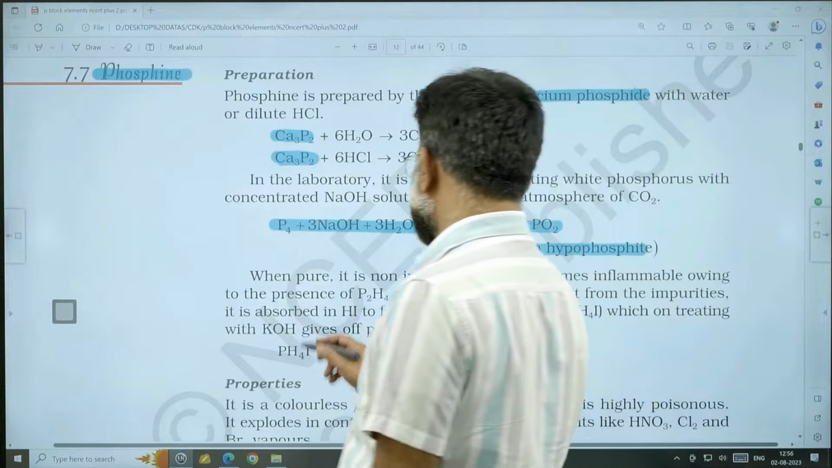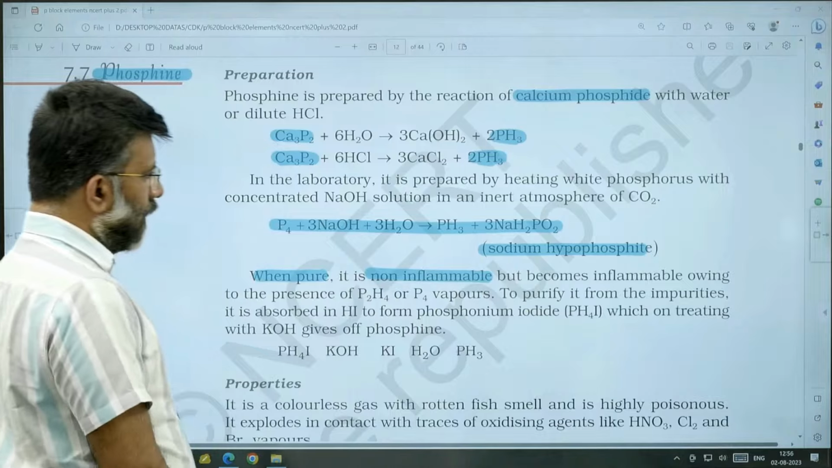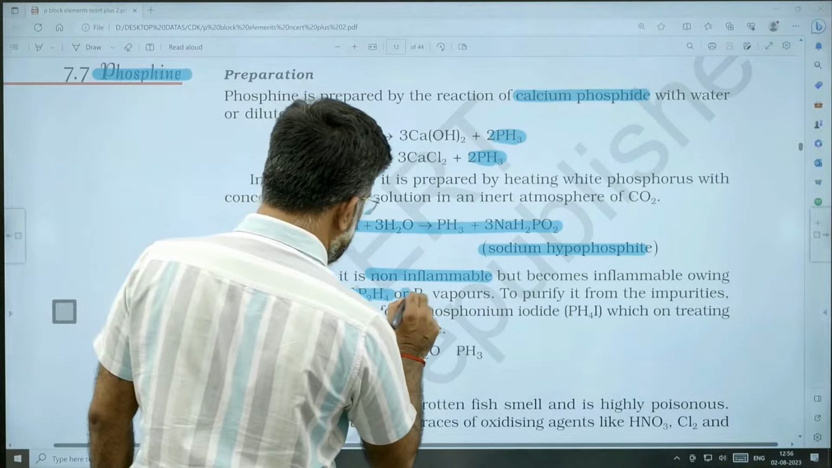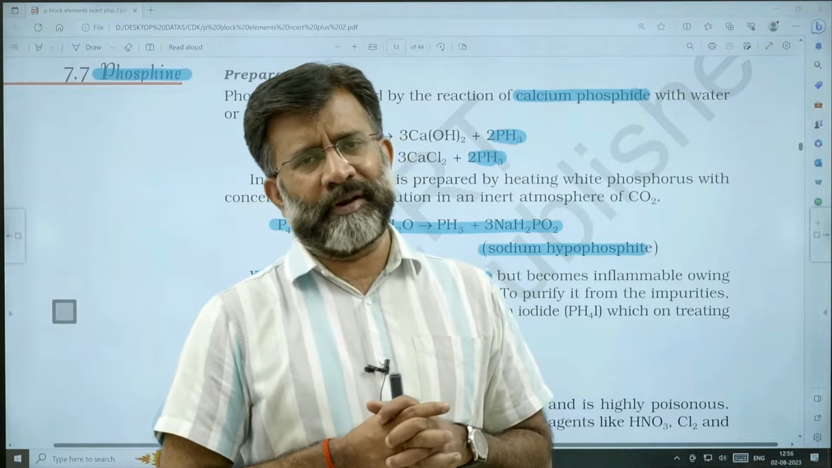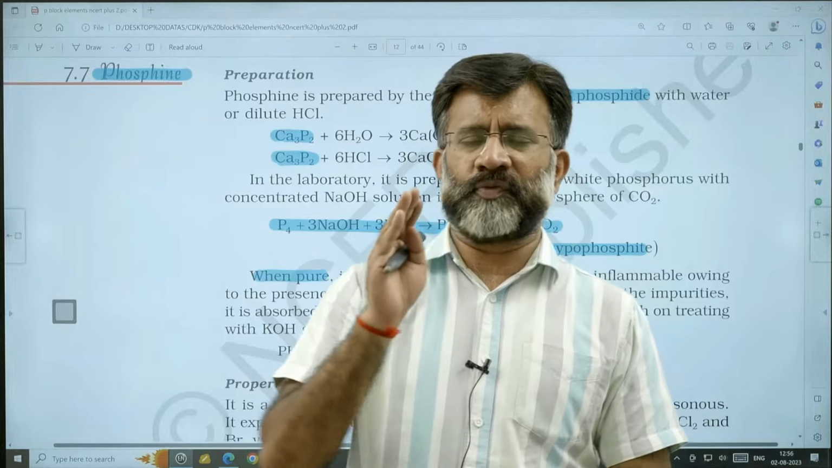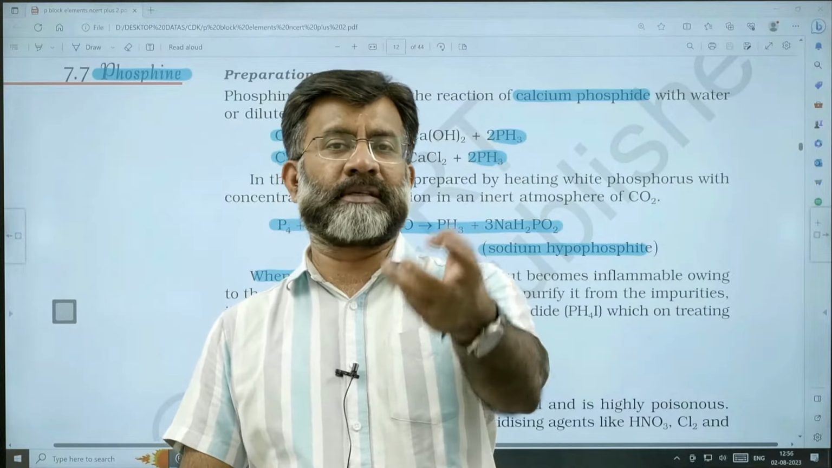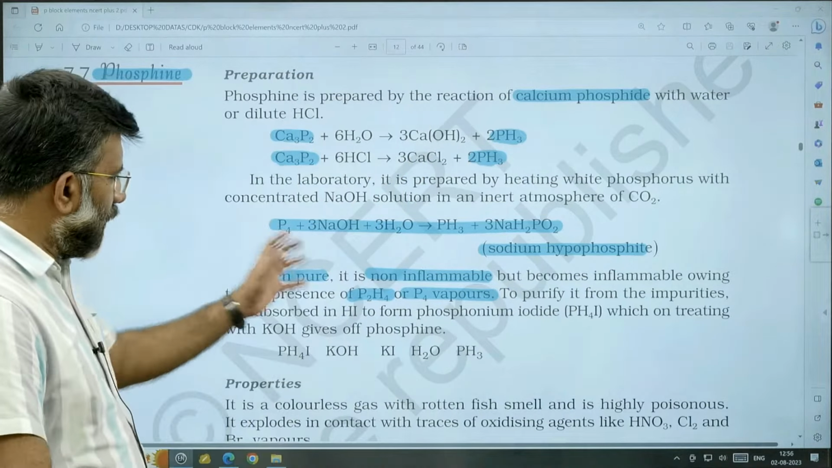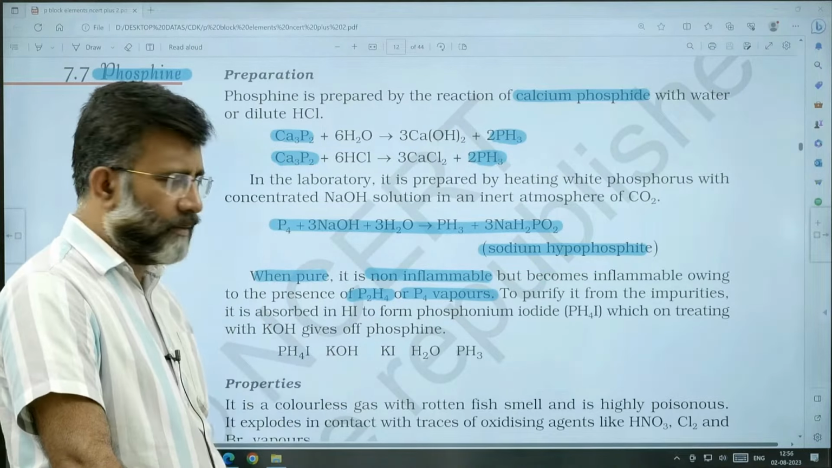When pure, it is non-inflammable, but becomes inflammable due to the presence of either diphosphine or phosphorus vapors. Mostly phosphine will be contaminated with phosphorus vapors, and that is actually involved in the smoke screen I was talking about earlier. So the presence of diphosphine or phosphorus vapors makes it inflammable.